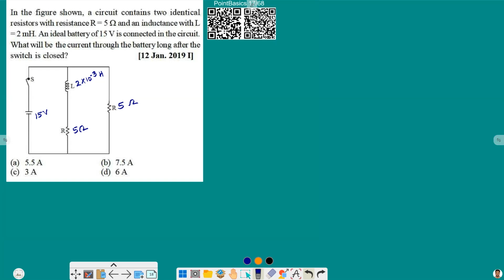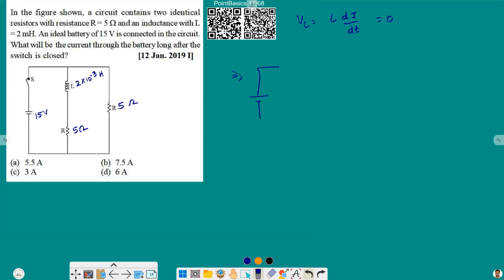So after a long time, the current in the circuit will become stable. And if the current in the circuit becomes stable, we know that the potential drop across the inductor is given by L into di by dt. And if current is stable, meaning I is constant, this whole term will reduce to 0. Or we can say, after a long time, the inductor acts as a short circuit, or it gives a free path to the current, and then our circuit will reduce to something like this.